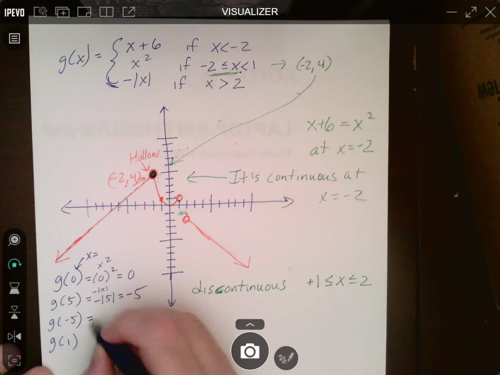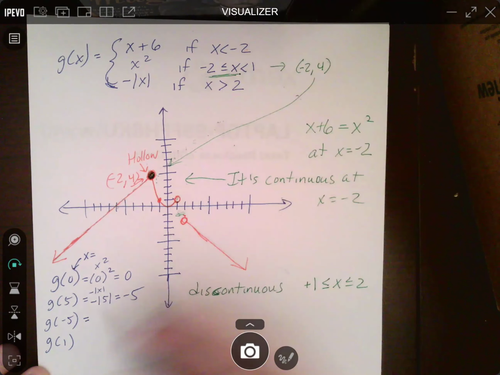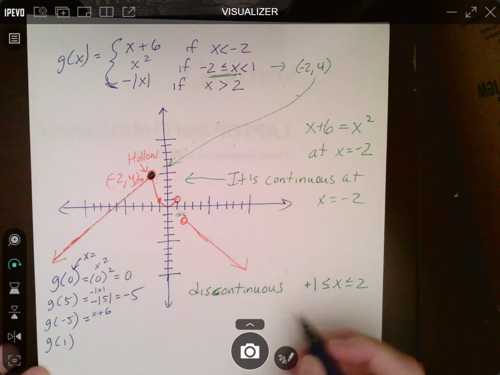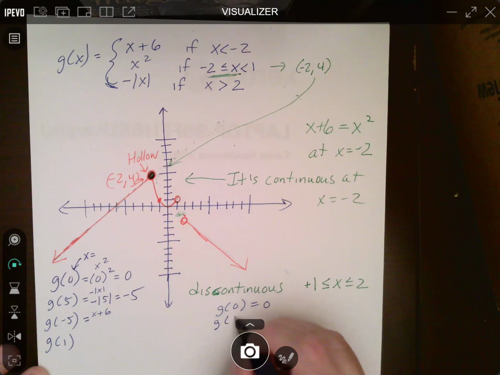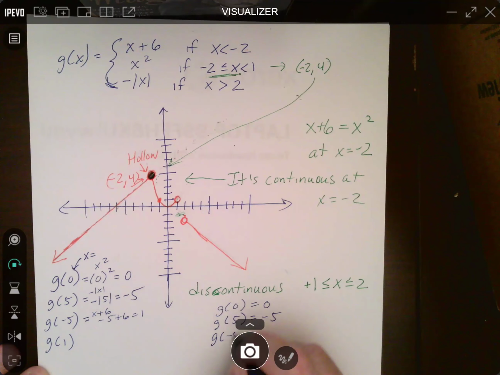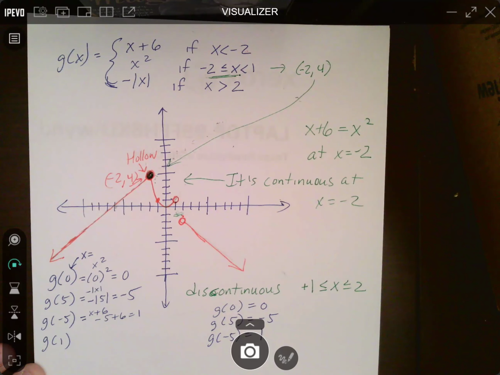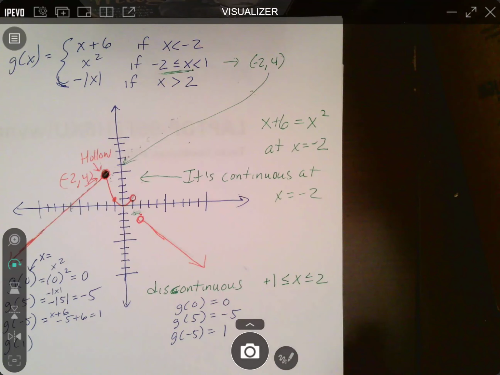For the -5, we are on the x is less than -2 spot. So here we're in the x plus 6 range. I'm going to write down the values we had over here because I'm making a mess on the left. G of 0 is 0. G of 5 is -5. G of -5 would be -5 plus 6 is 1. So g of -5 equals 1. And I don't know if the document camera is getting in the way there. A little camera button might be screwing up.